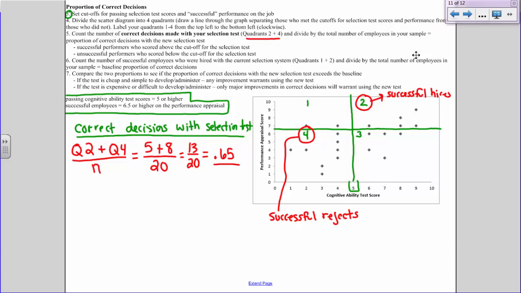Now let's compare that to the correct decisions with the current selection method. So now we're really just going to look at the people who are successful employees, or the people who have a high performance appraisal. So we're going to be looking at these people, right, who are in the happy zone for performance. And then also these people. And these are both quadrants of successful employees.